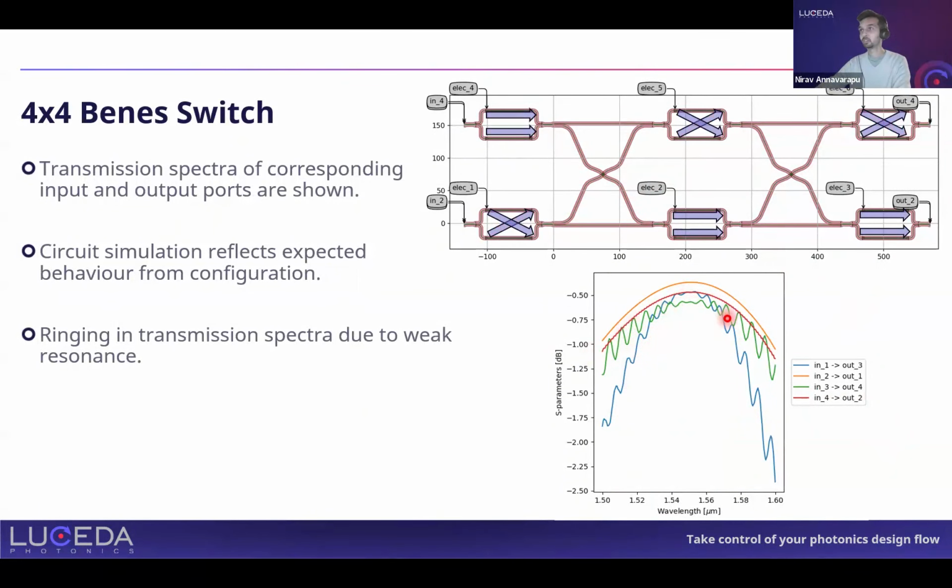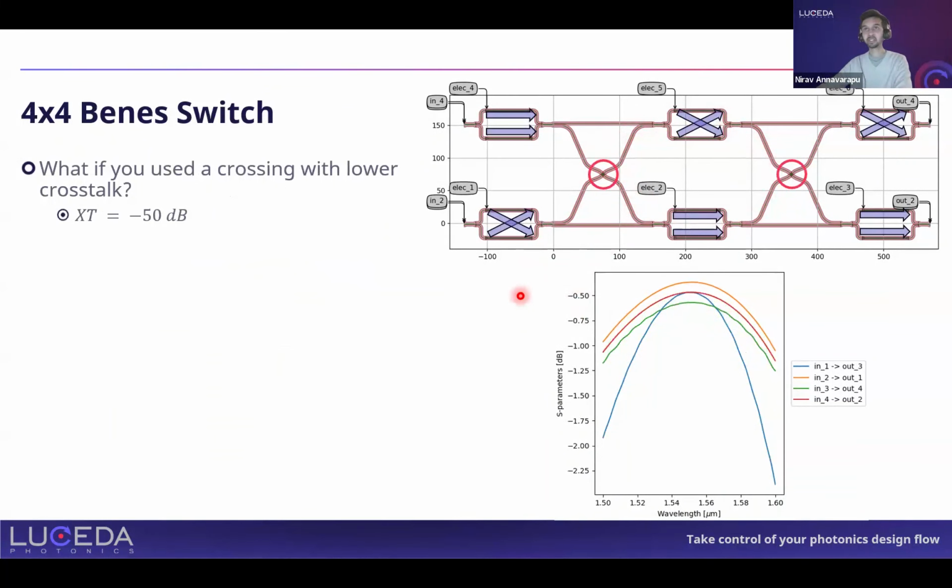There's also ringing, which is observed in this circuit, which exists due to a weak resonance formed by the crosstalk introduced by the crossings. And as a matter of fact, if you replace the crossing with another equivalent with a much lower crosstalk, this ringing disappears. In this way, you can also perform analyses to see which components create an impact on the response of your circuit.